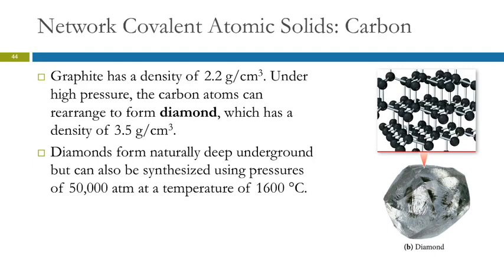It takes a lot of pressure, 50,000 atmospheres and 1,600 degrees Celsius. So not necessarily economically feasible to make diamonds that way, but this is why diamonds are found deep underground, where natural pressures have caused them to form.